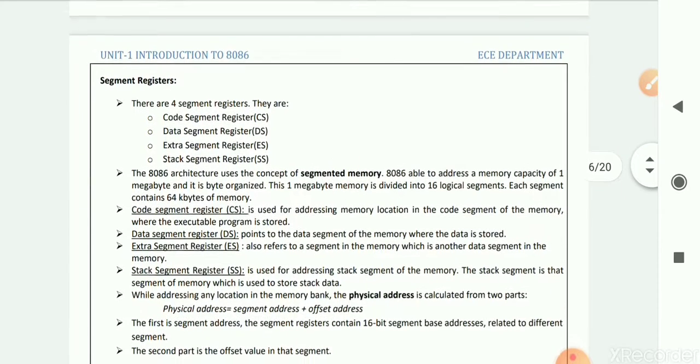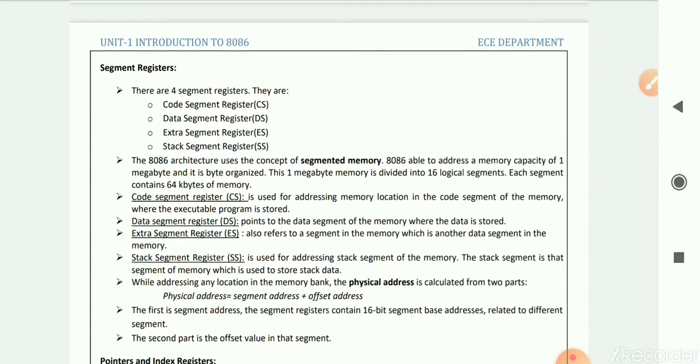Now coming to the segment registers, there are 4 segment registers, that is the code segment, data segment, extra segment, and stack segment. So the whole 1 megabyte memory is divided into 4 segments, given here as CS, DS, ES, and SS. What are the purposes of these segment registers? The code segment register is used for addressing the memory location in the code segment of the memory where the executable program is stored.